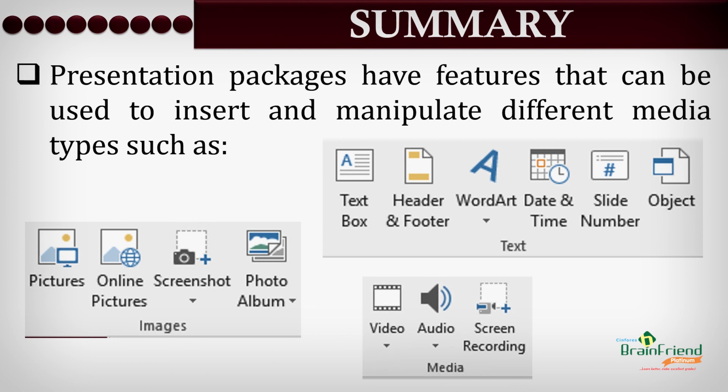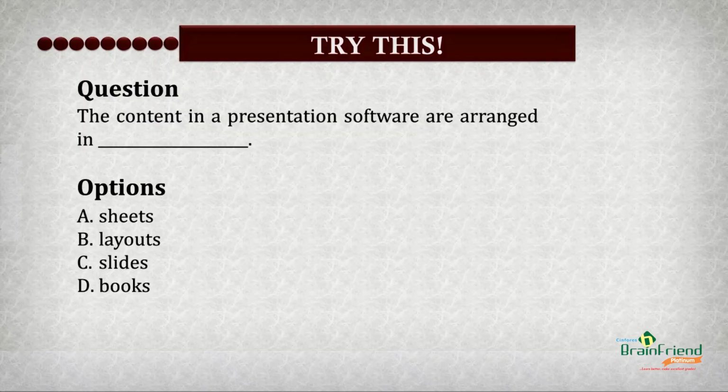At this point, let's try out some exercises. Here's the first question. The content in a presentation software are arranged in dash. Here are the options. A. Sheets. B. layouts, C. slides, D. books. The correct option is C. slides.